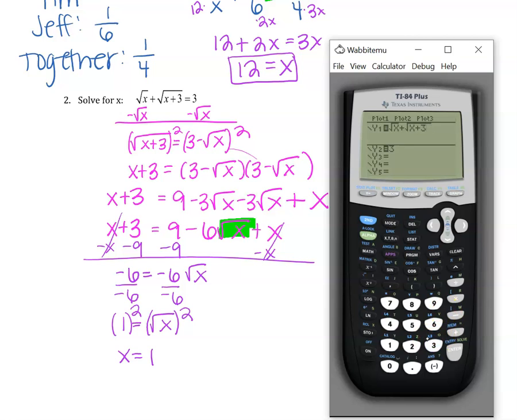Alright, radical x plus 3, y equals 3. Hit graph. And I should see an intersection at x equals 1. And it sure looks like it. If I go to my table, there it is with the repeated y value, which means the coordinate 1, 3 is an intersection.